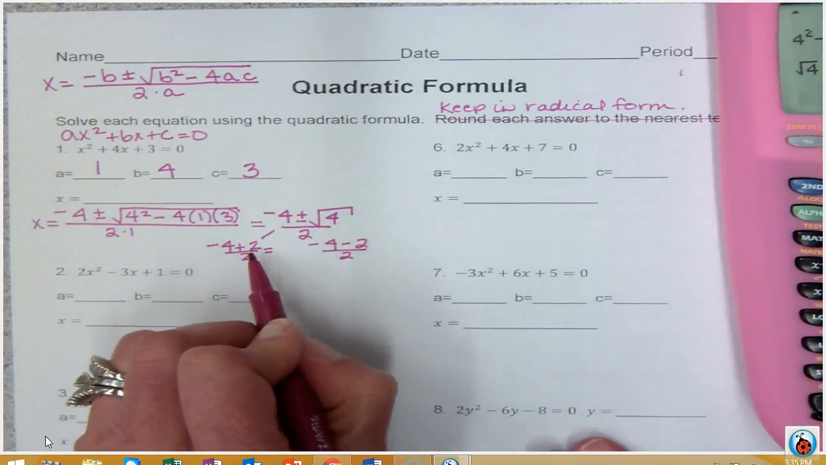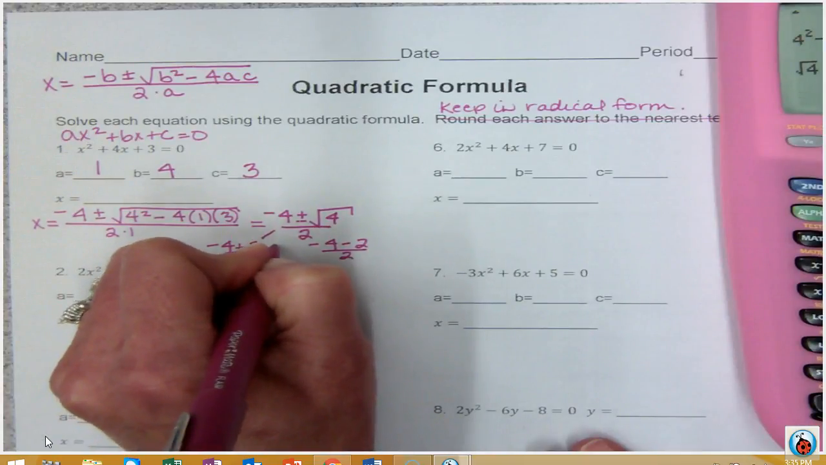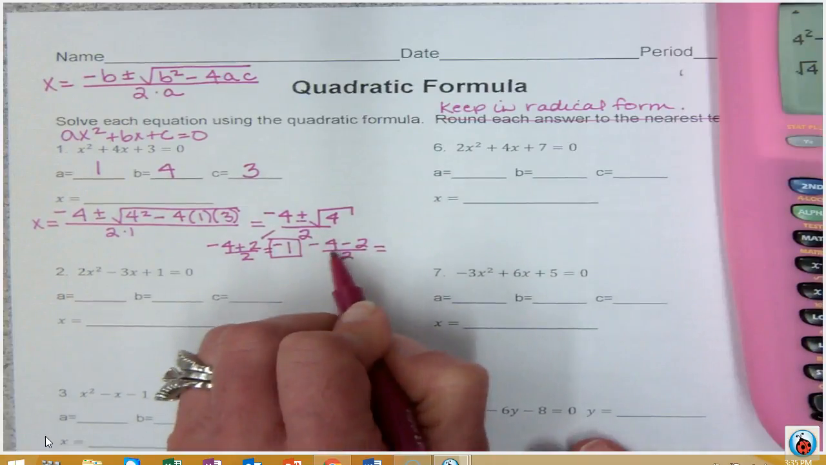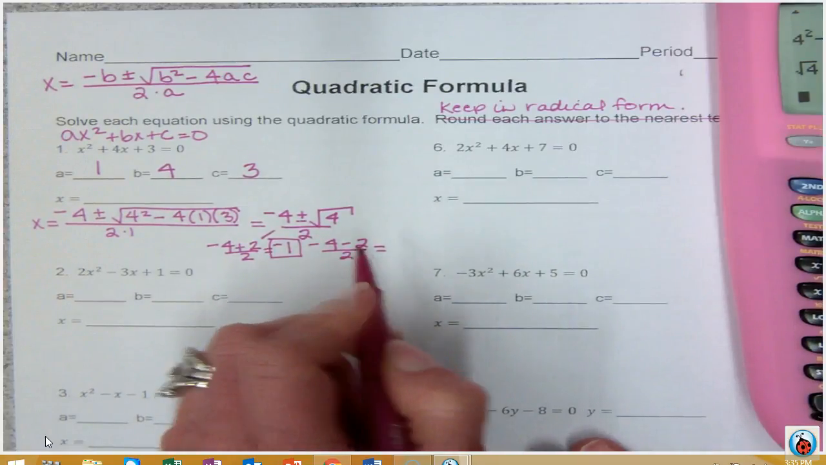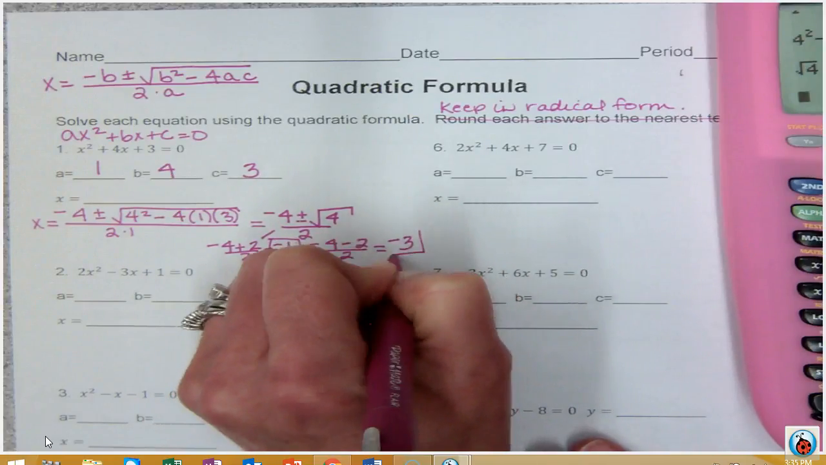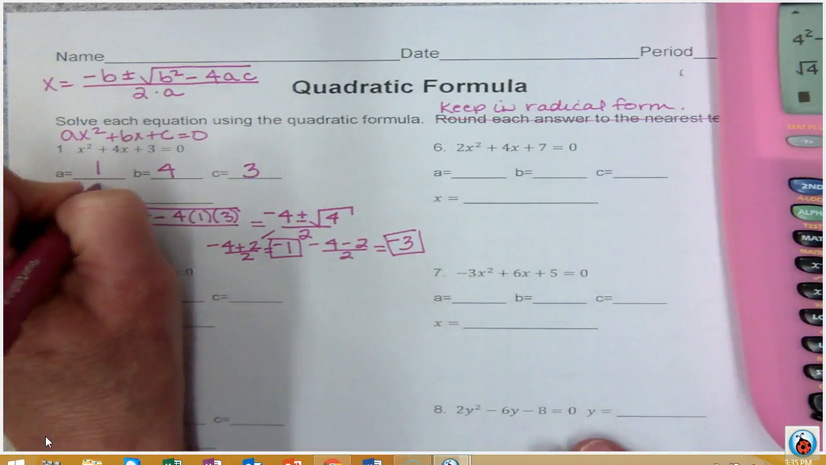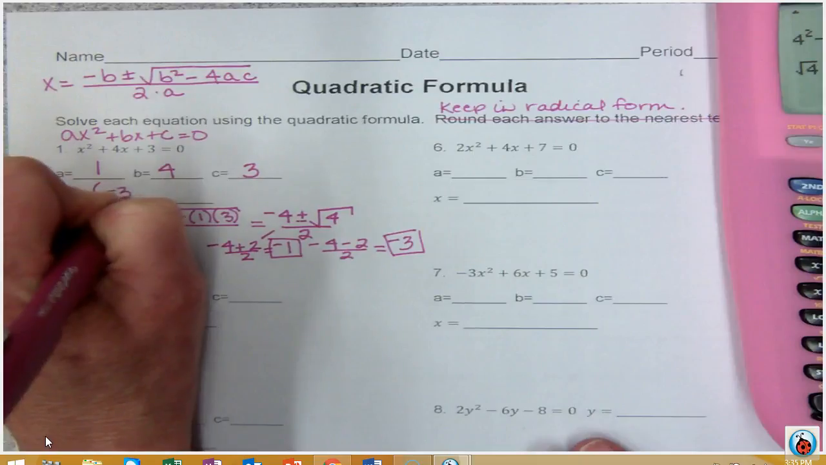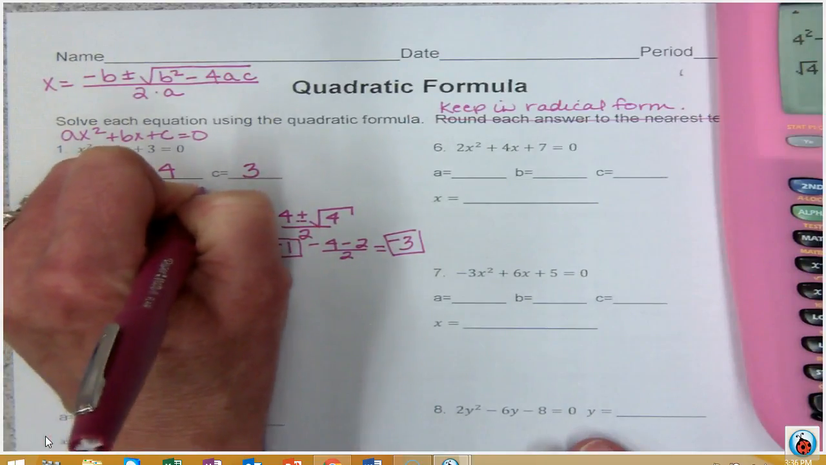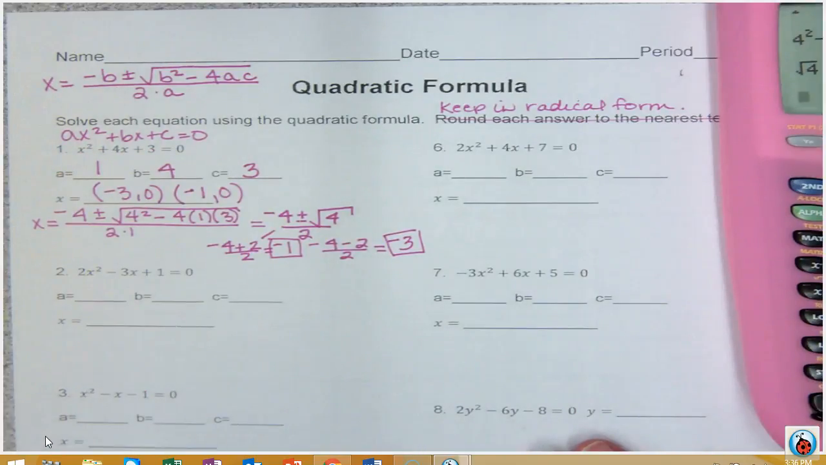Negative 4 plus 2 is negative 2. Divided by 2 is negative 1. Negative 4 minus 2 is negative 6. Divided by 2 is negative 3. So my answer is negative 3, 0, and negative 1, 0. Alright?